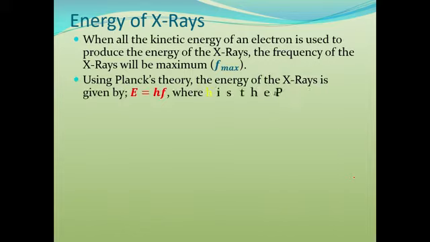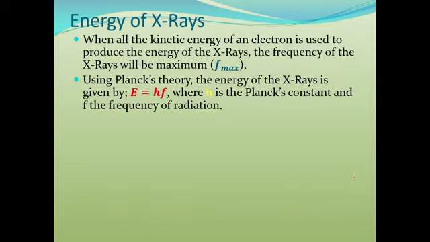So using Planck's theory, the energy of X-rays is given by E is equal to hf, whereby h is the Planck's constant and f the frequency of radiation. I believe you can now start linking up things. How do you calculate energy? How do you calculate this? And be able to see how it happens. So this is basically one of the theories that Planck came up with on how to calculate the energy of X-rays.